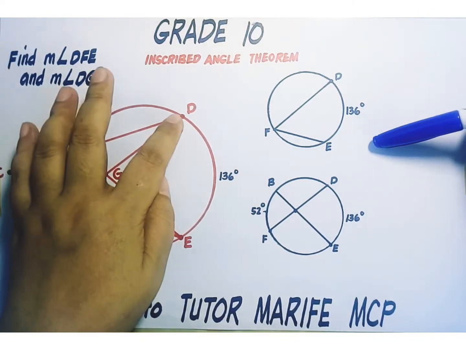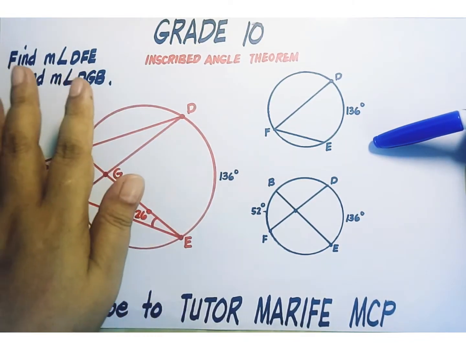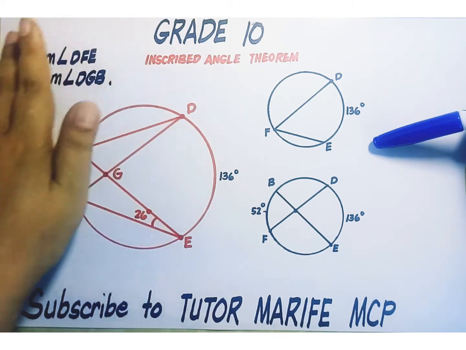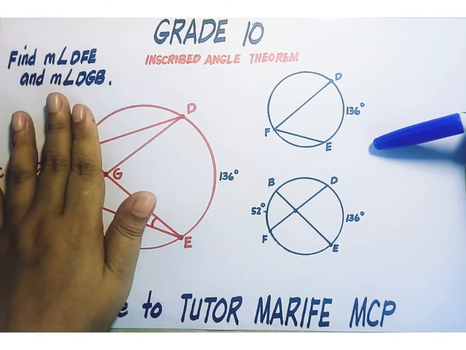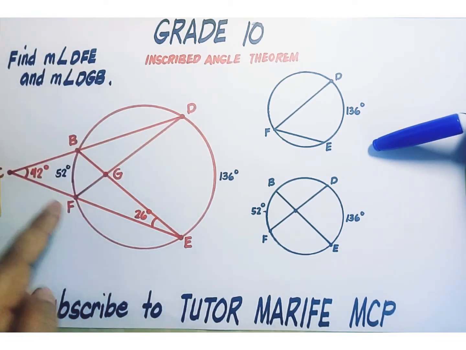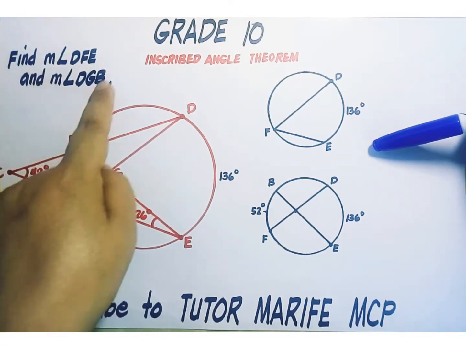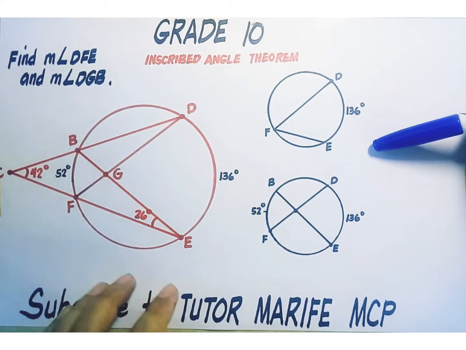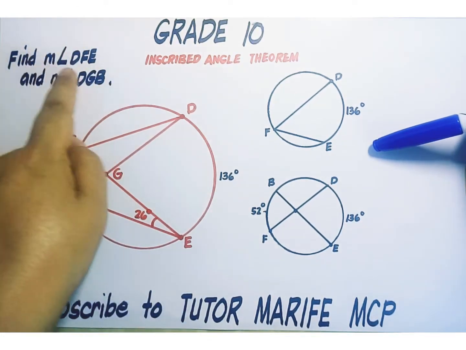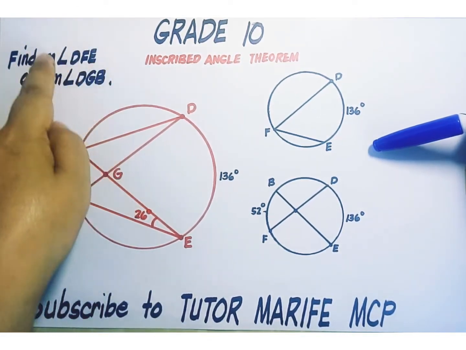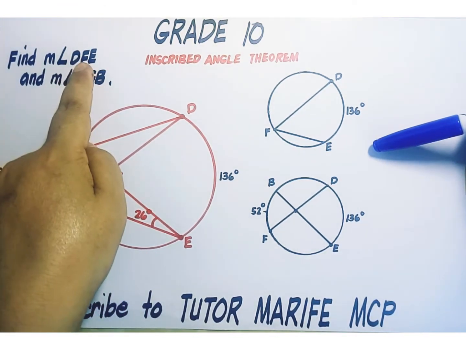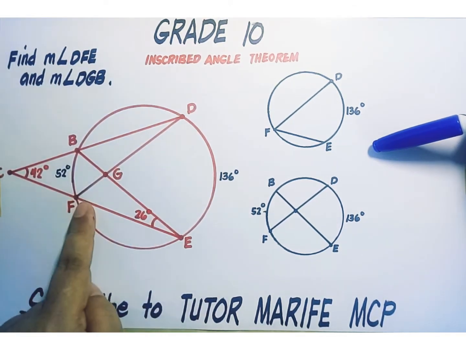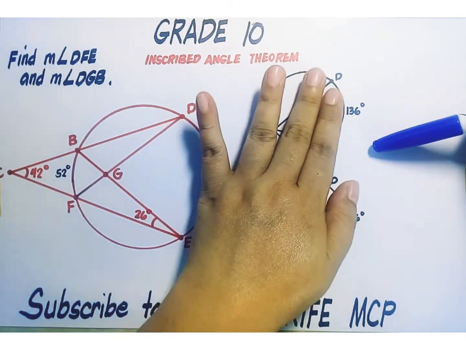Since we already know the measure of arc DE, we are now ready to find the measure of the indicated angles. This is our main problem. We need to find the measure of angle DFE and the measure of angle DGB. Let's concentrate on the first indicated angle, the measure of angle DFE. This is the angle. F is the vertex, and D and E are points on each side of the angle. I have drawn angle DFE separately. Let's refer to this figure.